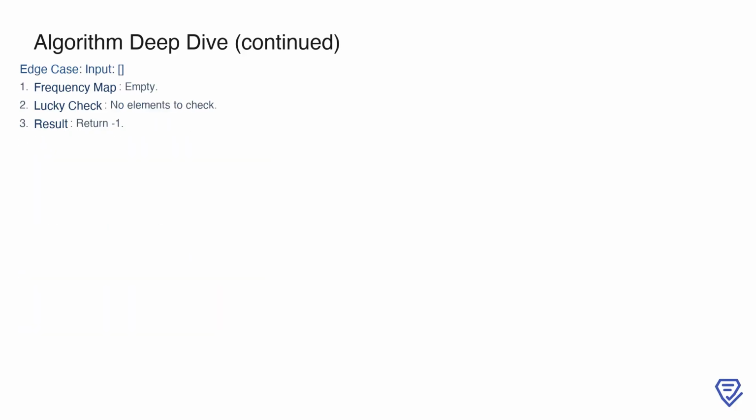For the edge case where the input array is empty, the frequency map is also empty since there are no elements to process. Without any numbers to check, the algorithm directly returns -1, as no lucky integers can exist in an empty array. This ensures that the solution handles all scenarios gracefully, including cases with no input data.